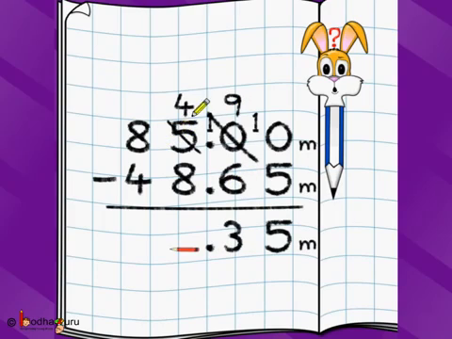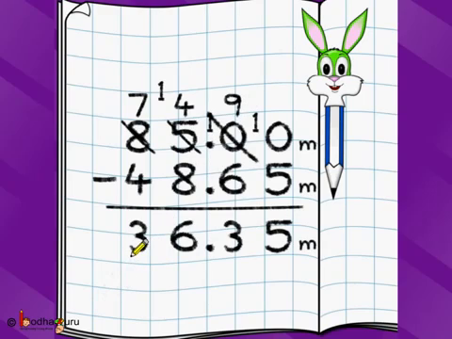This 5 after lending a 1 to this 0 became 4. So we should do 4 minus 8. Oops, there is a problem because 8 is greater than 4. So we do simple, nothing but a borrow. 8 became 7. And 1 came here. So 14 minus 8 is 6. 7 minus 4 is 3. So the answer to this problem is 36.35 meter, or in other words 36 meter and 35 centimeter.